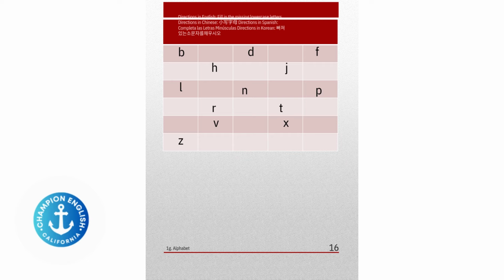the lowercase letters. So you see we have B, then you write C. We have D, then you write E. We have F, then you write G. We have H, then you write I. We have J, then you write K. We have L, then you write M. We have N, then you write O. We have P, then you write Q. We have R, then you write S. We have T, then you write U. We have V, then you write W. We have X, then you write Y, and then we have Z.